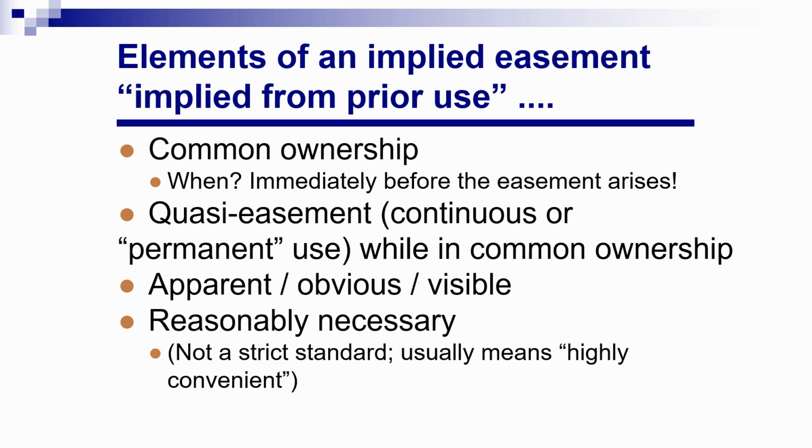Finally, the easement must be reasonably necessary to the use of the dominant land. Now, this isn't a strict standard. Usually when the courts say reasonably necessary, all they mean is it's very convenient for the dominant landowner to have access to this easement. So those are the four elements of an implied easement from prior use: common ownership, a quasi-easement, apparent, obvious, or visible, and reasonably necessary.